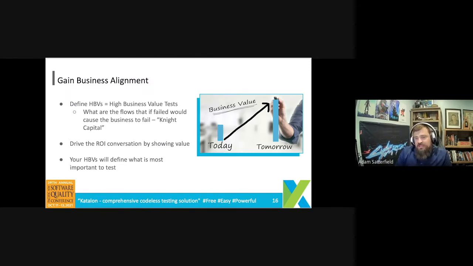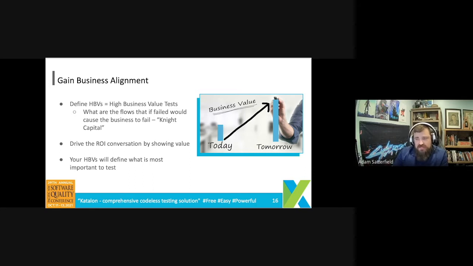If you've got the idea, you understand generally where you want to go, and you say, hey, we believe this is a good idea, bump that up against what we like to call your high business value test. And what your high business value test essentially is, is a flow that, if it stopped working, could potentially cause the business to fail.